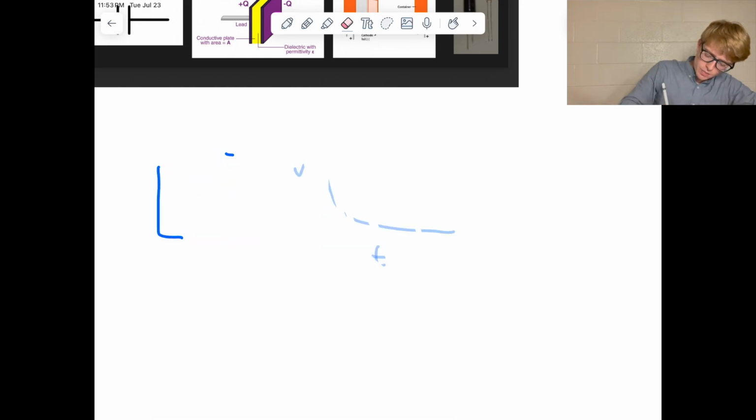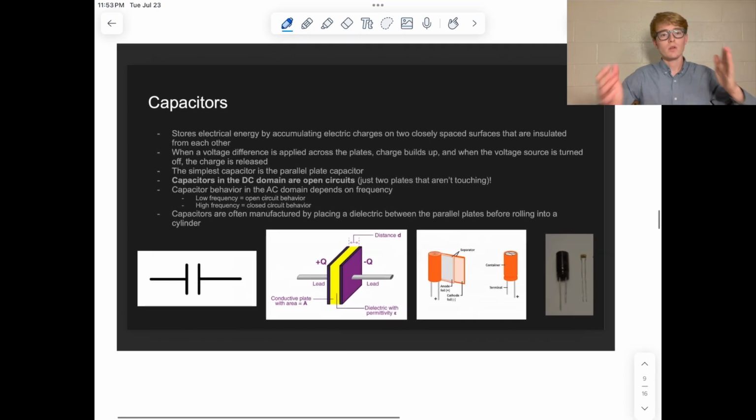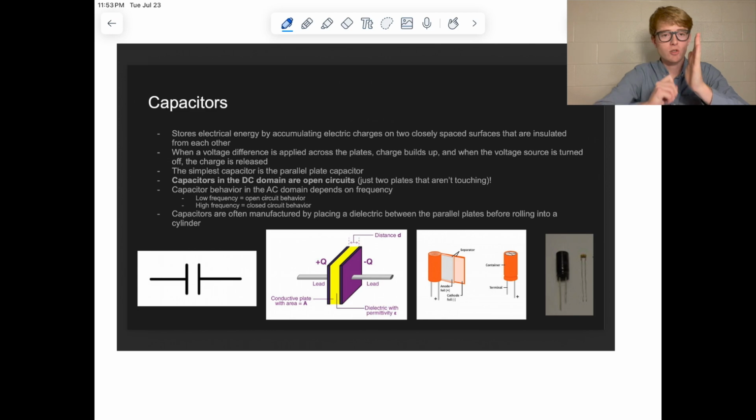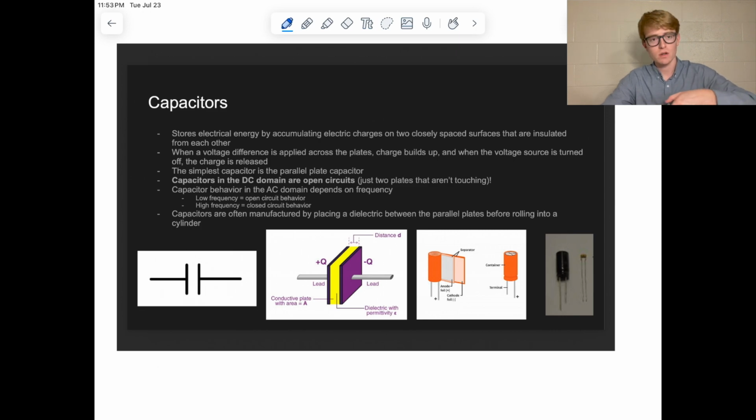So that's kind of what a capacitor is. I mentioned just a minute ago, we have two parallel plates and a dielectric between them. How I make this in practice is I have my two plates with the dielectric, and then I just roll them up. That's how I make an electrolytic capacitor, which is that orange capacitor diagram you see on the slide, that third image.